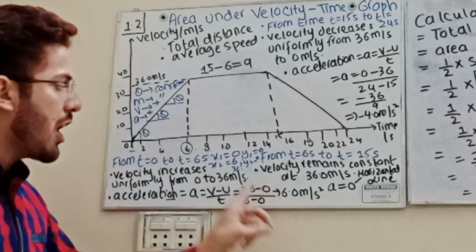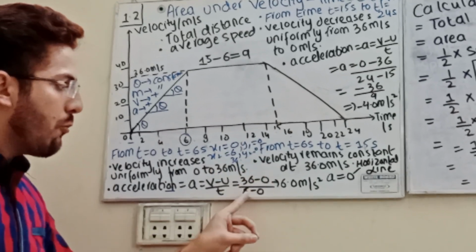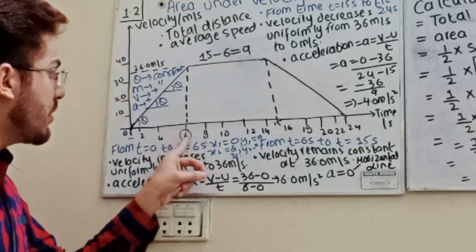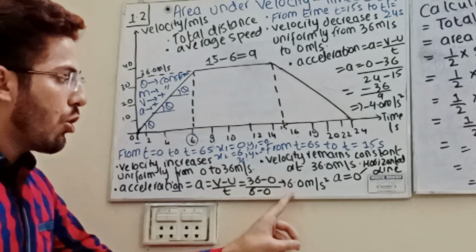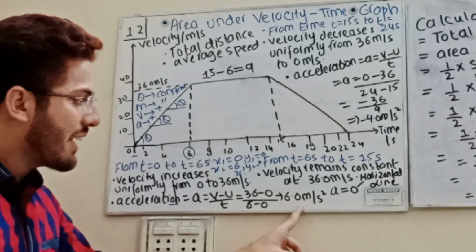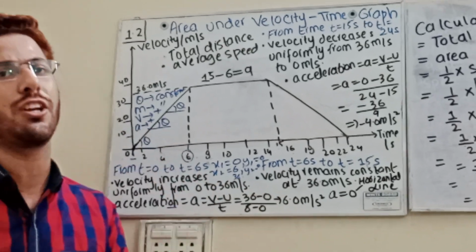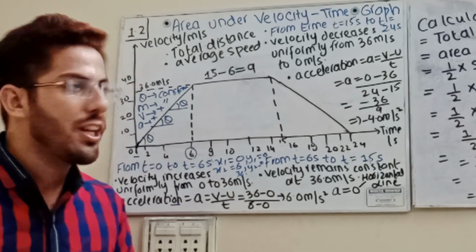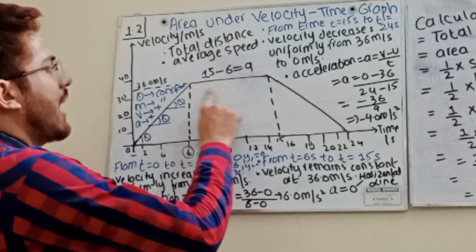Final minus initial means 36 minus 0. Final time minus initial time, 6 minus 0. Definitely you got 6.0 meter per second square. Acceleration is again positive because theta is not changing. Velocity is constant. Definitely. Now what is happening?